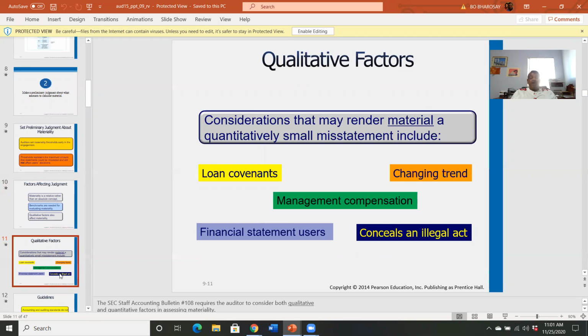In the business environment, qualitative factors that may render a quantitatively small misstatement material include a loan covenant. Although it may be $10, which is not considered material, if it causes the client to fail to meet the loan covenant, it will be material. It is also material if it will affect management compensation, if it changes a trend, if it affects financial statement users, or if it conceals an illegal act. If someone stole $100, although $100 may not be material, it now becomes an illegal act, so it now becomes material.